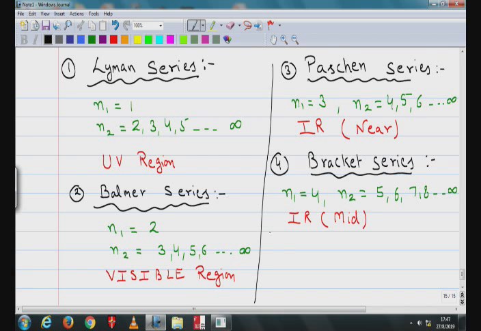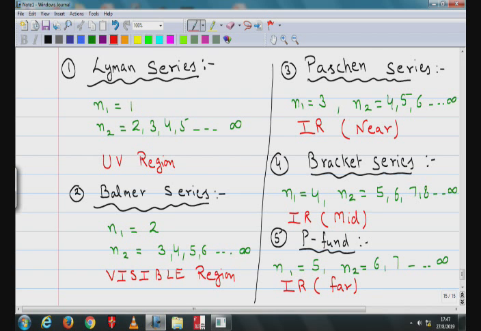Now the last series that we have to discuss is Pfund. In the Pfund series, N1 will be 5 and N2 can have value 6, 7, 8 up to infinite. And here again the region is infrared, but it lies far.